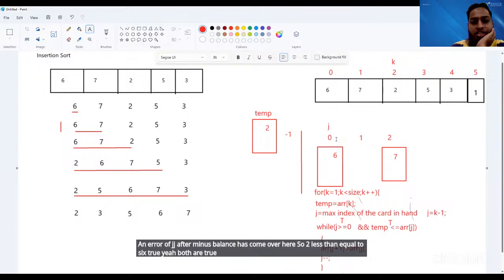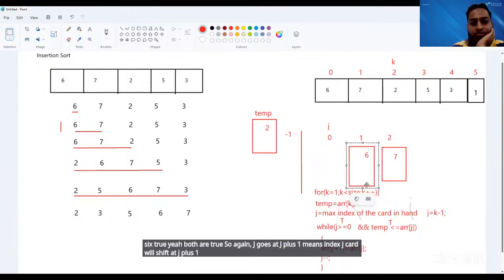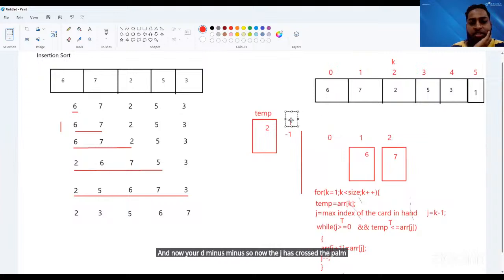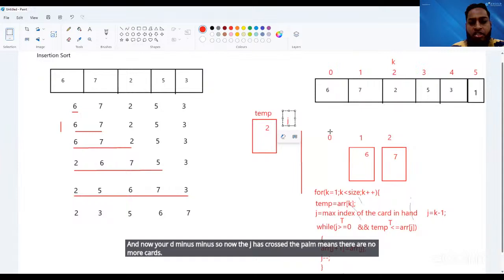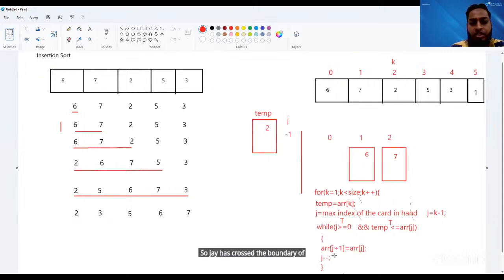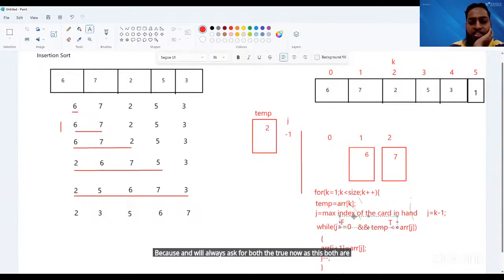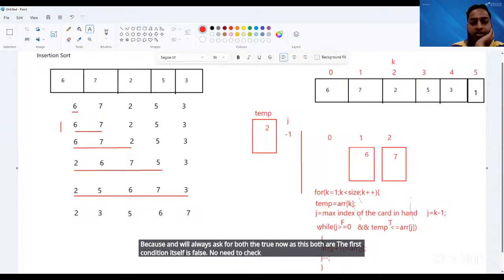So again, J goes at J plus 1, means index J card will shift to J plus 1, and now your J minus minus. So now the J has crossed the boundary of the palm, means there are no more cards. And now the next time, is J greater than or equal to 0? False. So when the first condition is false, no need to look for the next condition, because AND will always ask for both to be true. The first condition itself is false, so the loop will terminate.